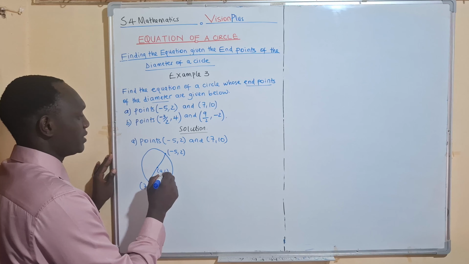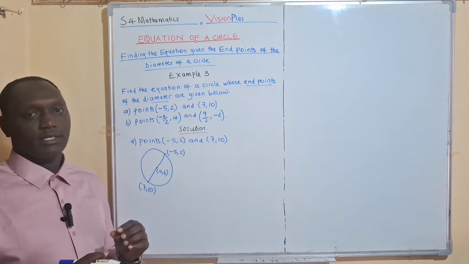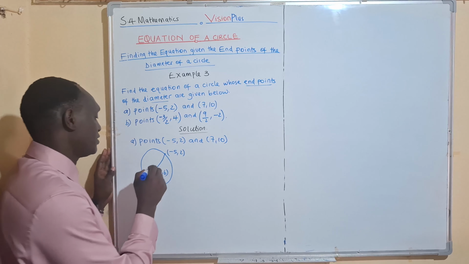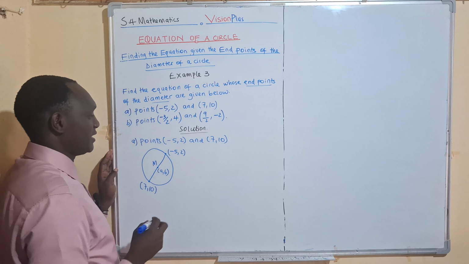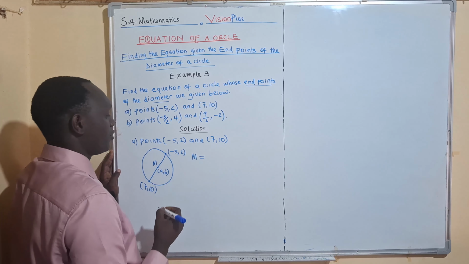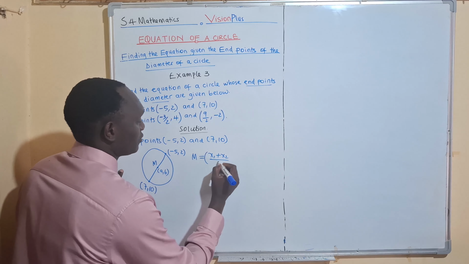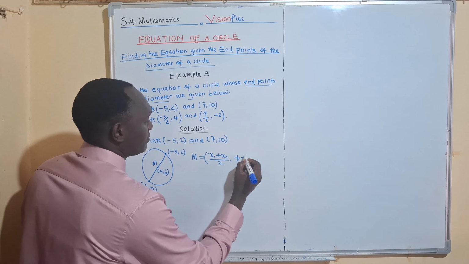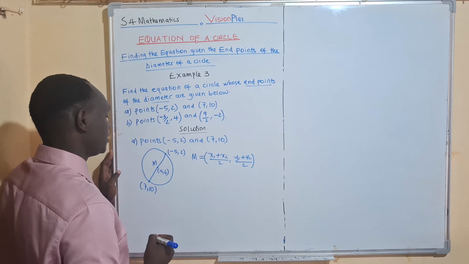So for us to get the coordinates of the center, we need to get the midpoint of the endpoints of the diameter, which I'm going to call midpoint N, to give the coordinates of the center. And we know that the midpoint of 2 points is given by (x1 plus x2) out of 2, comma, (y1 plus y2) out of 2, close the bracket in your coordinate geometry.